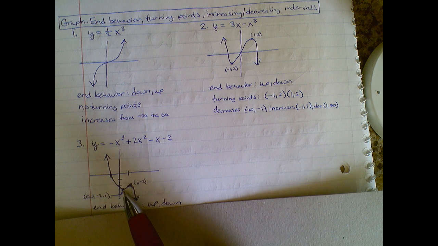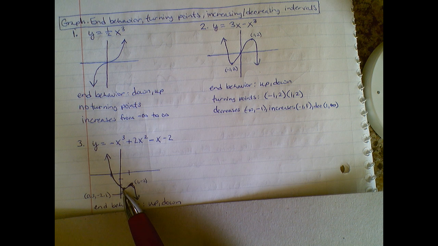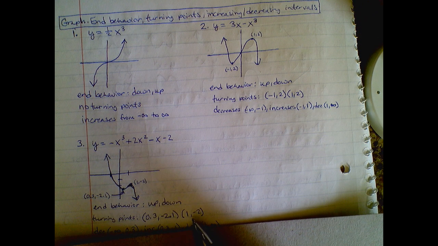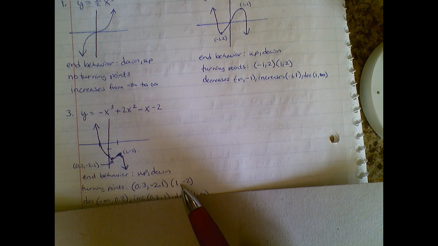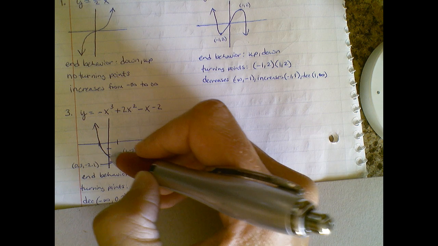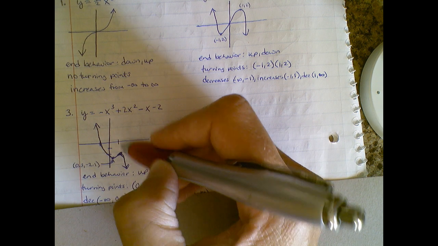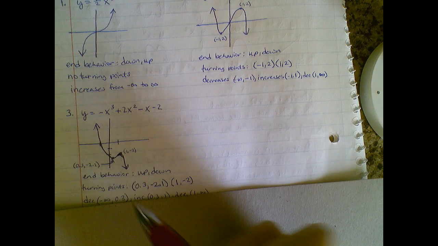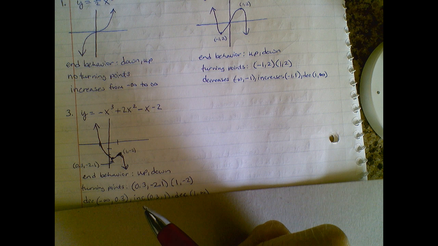For our turning points, notice right here it decreases and then it increases. So that would be one turning point, and then it increases and then decreases. So that would be another turning point. So we label both of those coordinates. And then right here is a turning point, and right here is a turning point. We're going to use those x values to help us label our intervals.